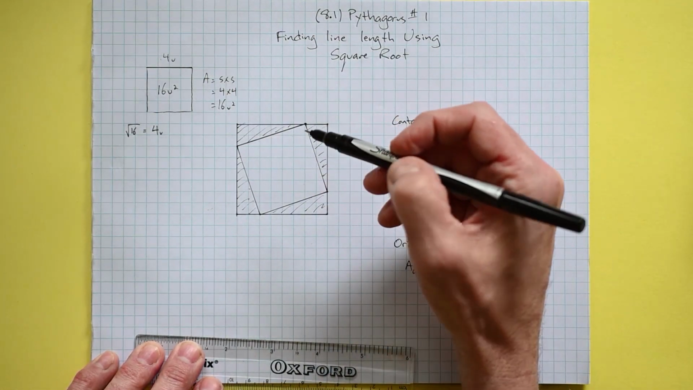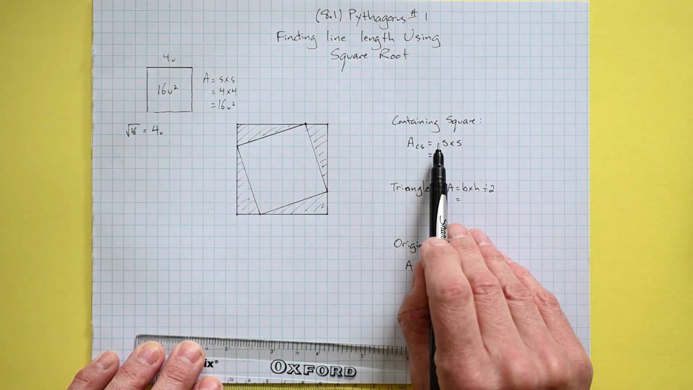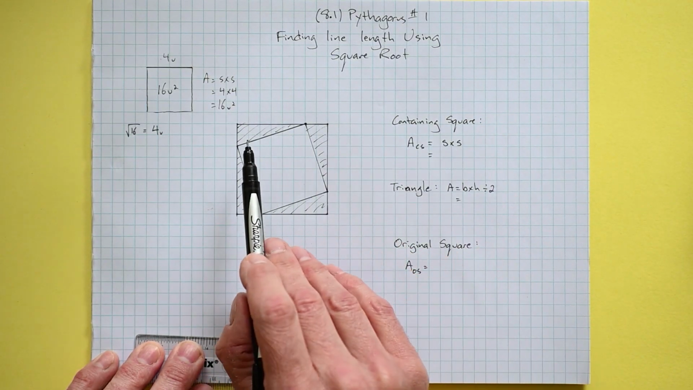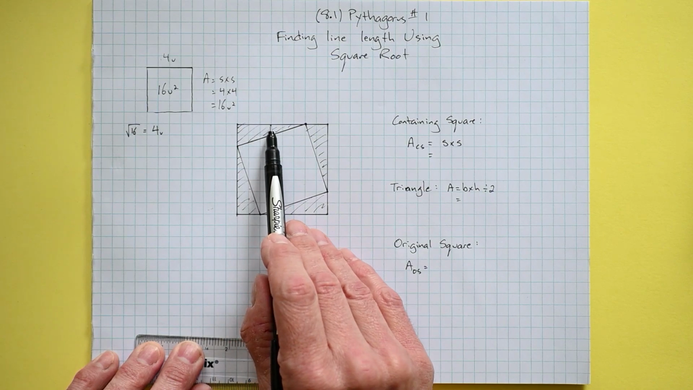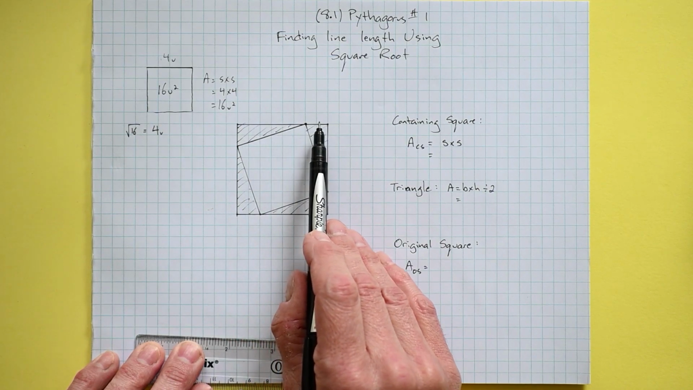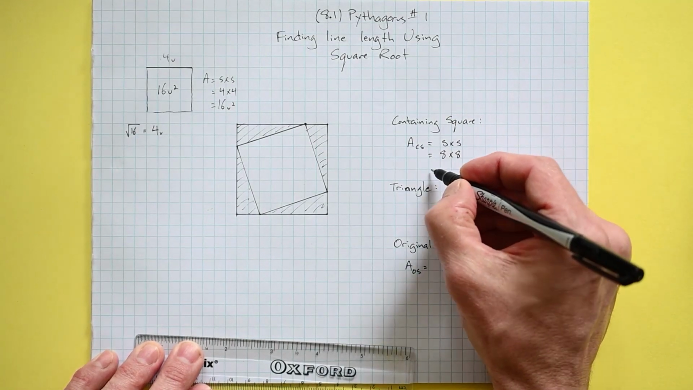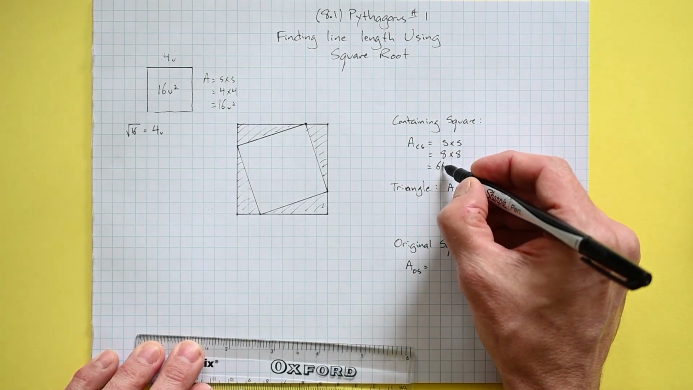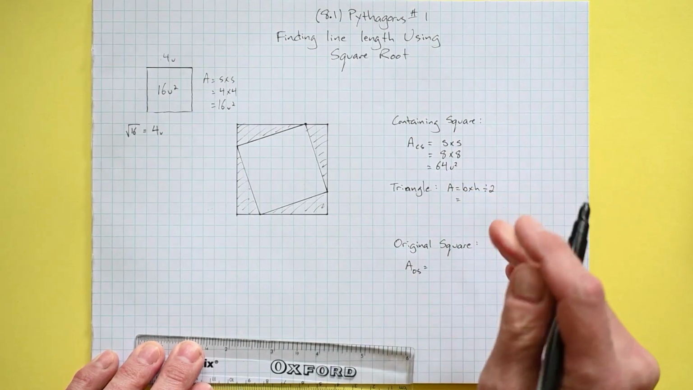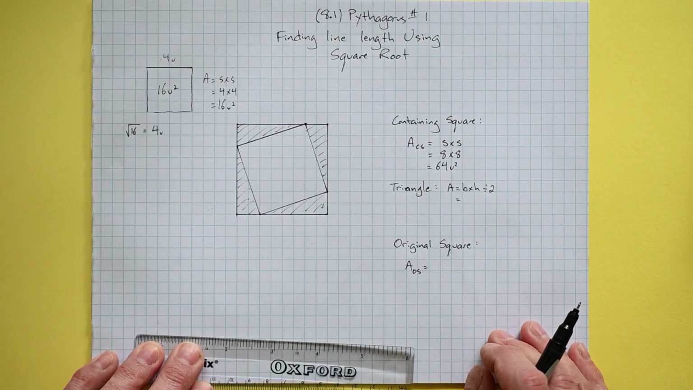Okay, so for the area of the containing square, we will need the side length times the side length. Well, we have 1, 2, 3, 4, 5, 6, 7, 8 as the side length. And so we have an area of 64 units squared. That's for our containing square.